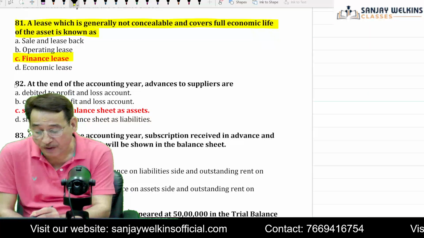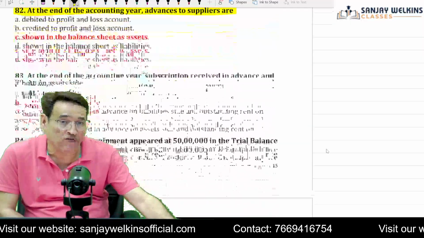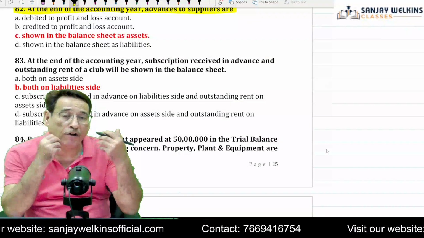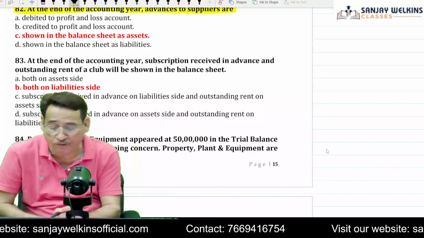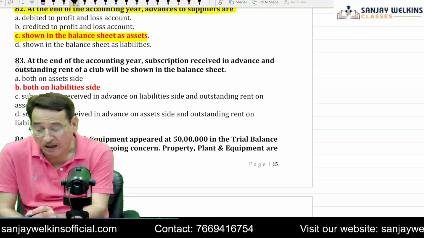Remember one thing. At the end of the accounting year, advances to suppliers. Suppose if you have given some advances to the suppliers, correct? So it is a sort of what we call advances given. So it is an asset for you. So it will be reflected as an asset, no doubt about that.